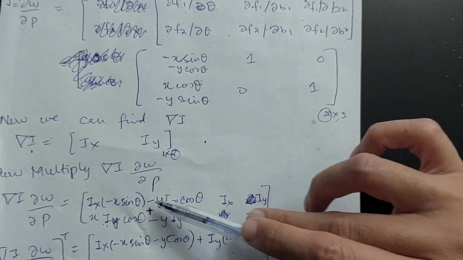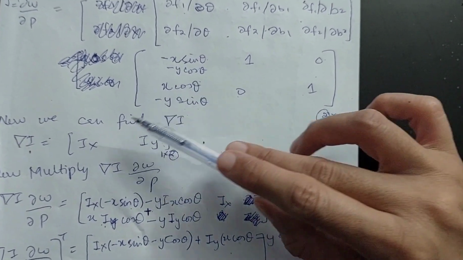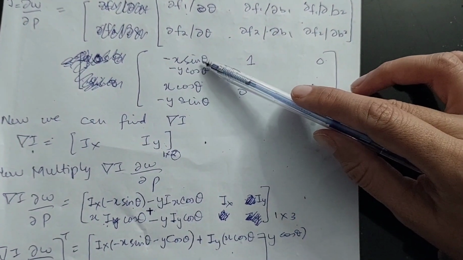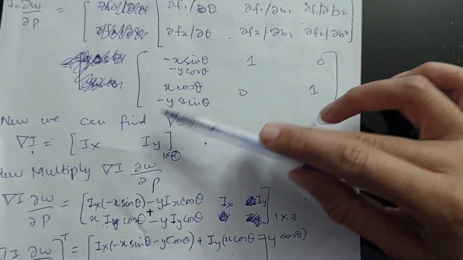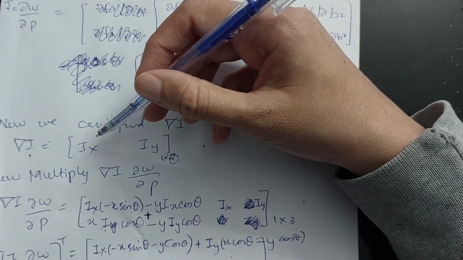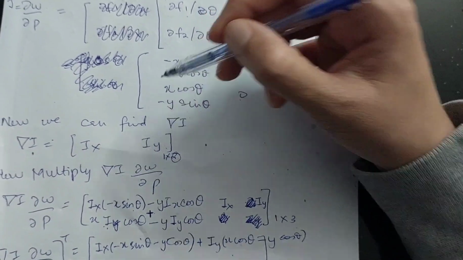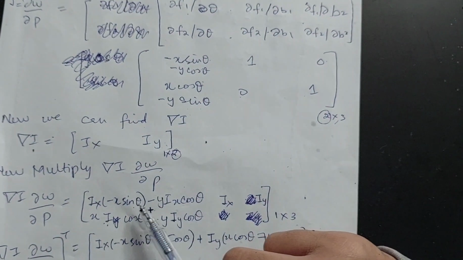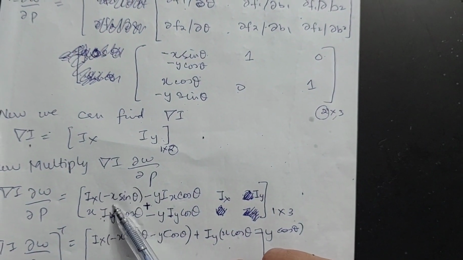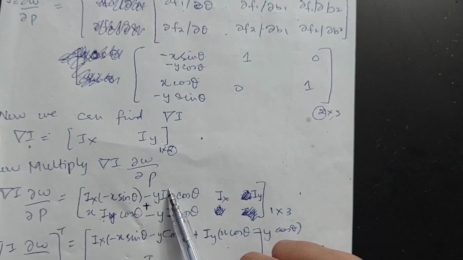So when the first term of Ix is multiplied with this, I will have Ix with the first term, Ix minus x sine theta, and Ix minus y cos theta. Whenever we do matrix multiplication, we move in a row and we multiply in column. So this term Iy is multiplied with this x cos theta minus y sin theta. So I get Ix minus x and this Iy with this x.